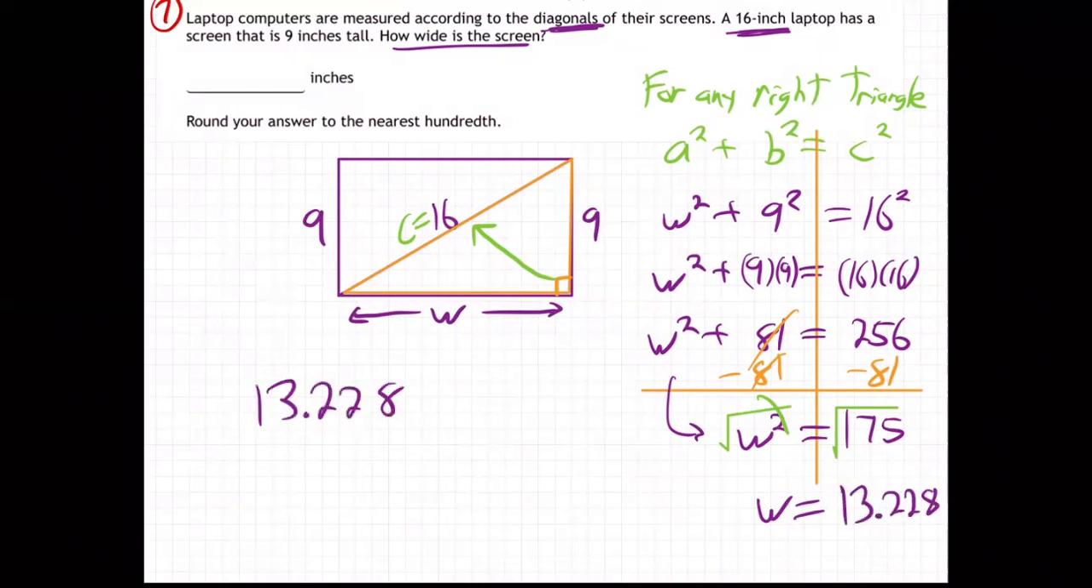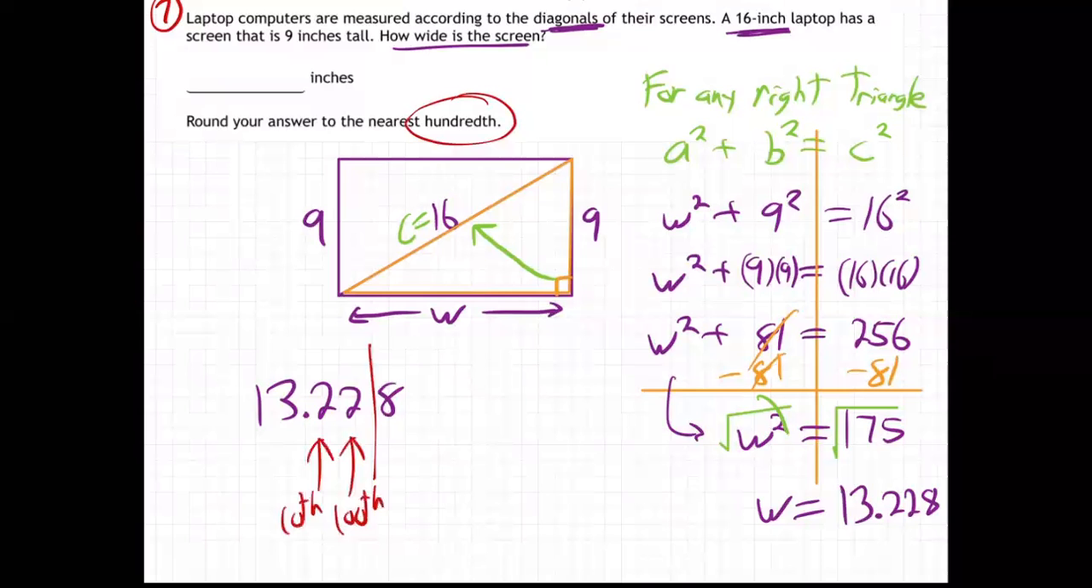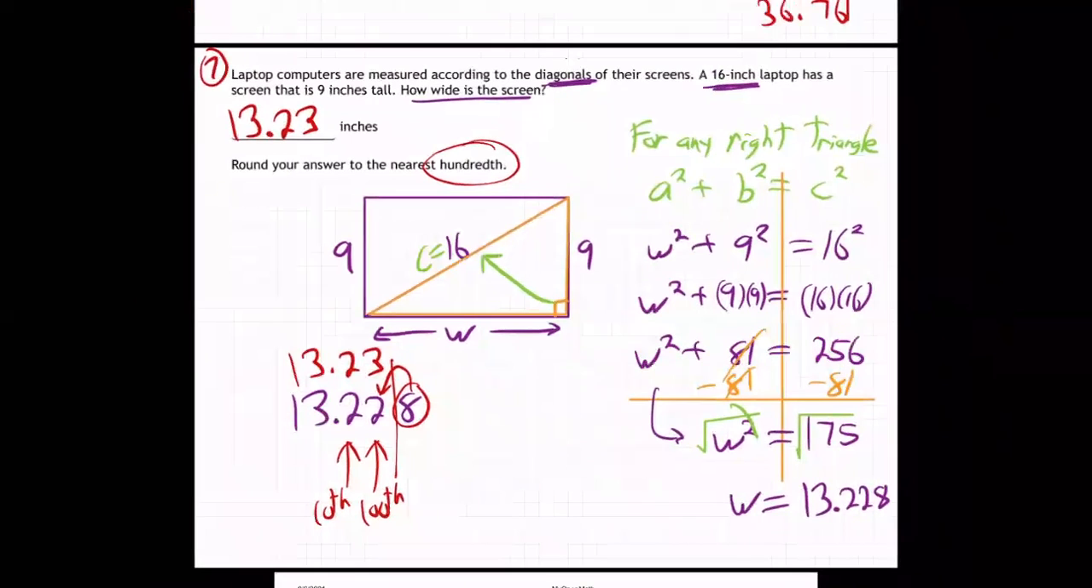They say round to the nearest hundredth. What's the hundredth? That's the second place. Remember how the place values go? This is the tenths. This is the hundredth. So that's their way of saying the second place. 100 has 2 zeros. Second place. So that 8, round that up, it's going to be 13.23, isn't it? We round up that 2. So how wide would the screen be? 13.23 inches. So if they tell us the diagonal and they give us the height, we can find the width using the Pythagorean theorem. A squared plus B squared is C squared. There we go.